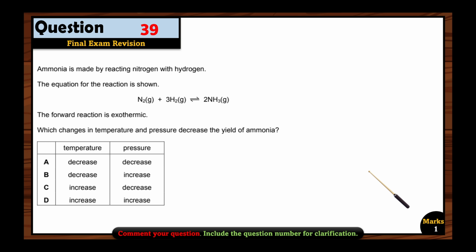Question 39. Ammonia is made by reacting nitrogen with hydrogen. The equation for the reaction is shown here. The forward reaction is exothermic. Which changes in temperature and pressure decrease the yield of ammonia? So now we have to decrease the yield of ammonia. It means we have to reverse the reaction. So which conditions will favor it? If the forward reaction is exothermic, then the backward reaction will be endothermic. So if we want the endothermic reaction, we have to decrease the yield of ammonia.